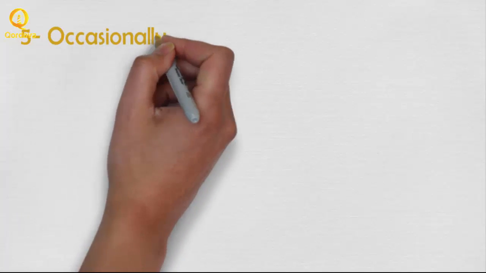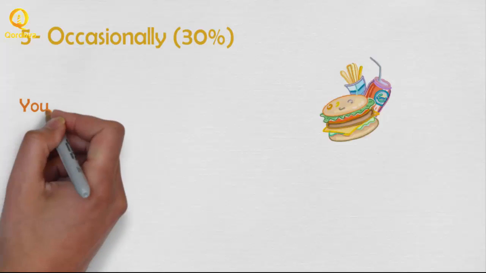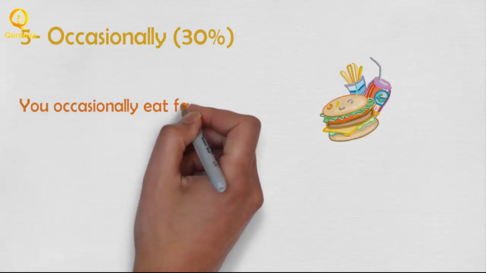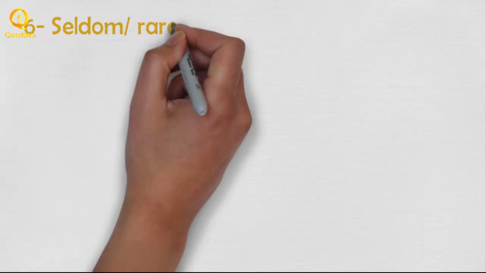Occasionally. It means that you do this action 30% of the time. For example, you occasionally eat fast food. He occasionally plays tennis.